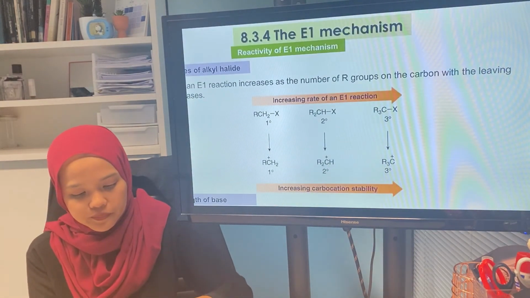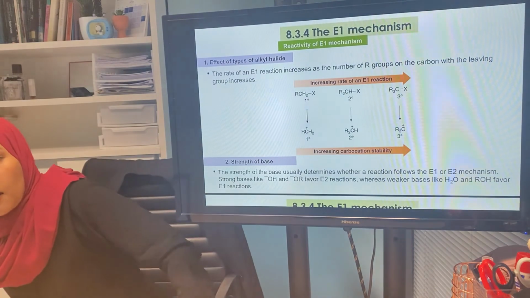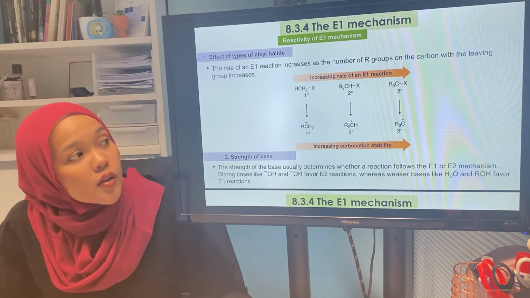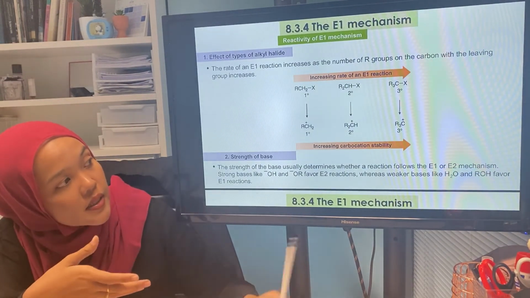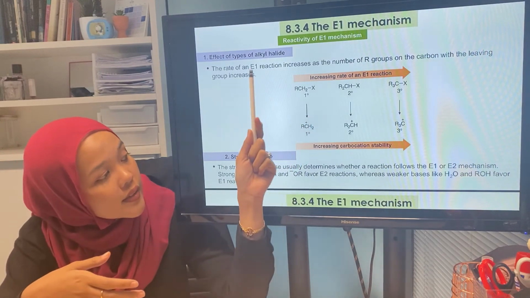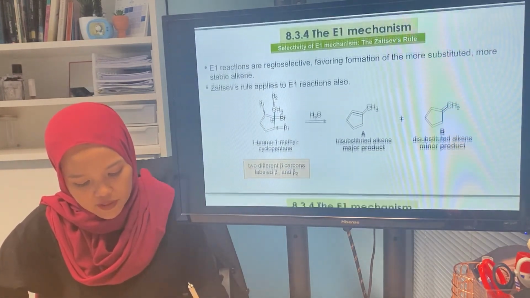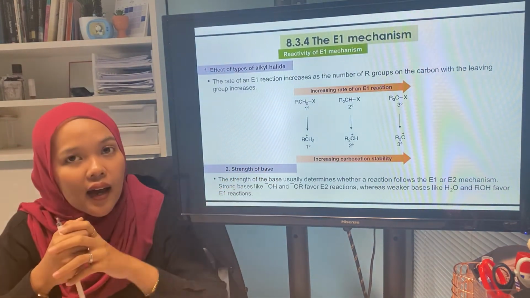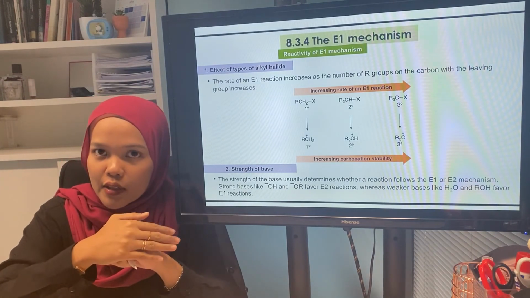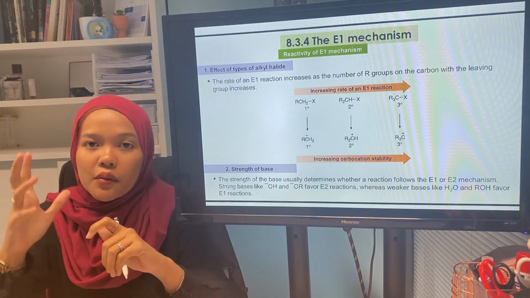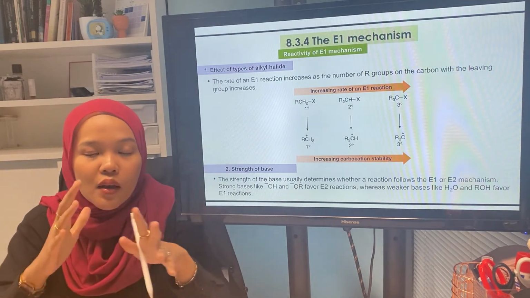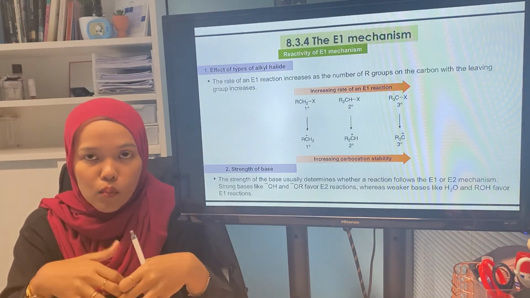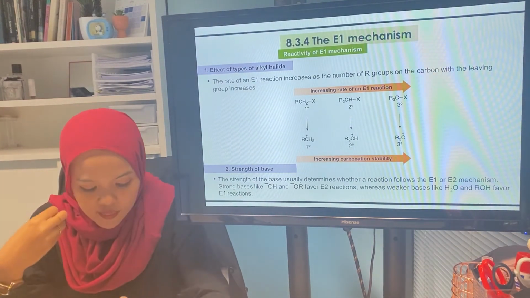Okay, that's it. Now I am going to move on to the reactivity of the E1 mechanism. The reactivity of the E1 mechanism depends on the type of alkyl halide and the strength of base. For the types of alkyl halide, the trend is a bit different if you compare SN1 and SN2, but E1 and E2 have the same trend. They will favor the tertiary alkyl halide. The more substituents, the higher the stability.